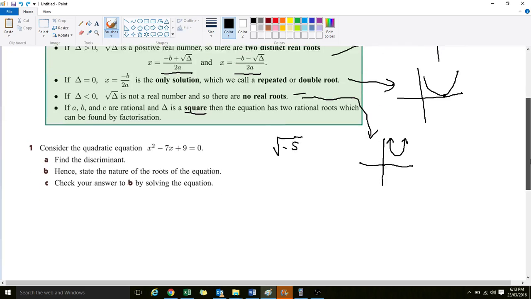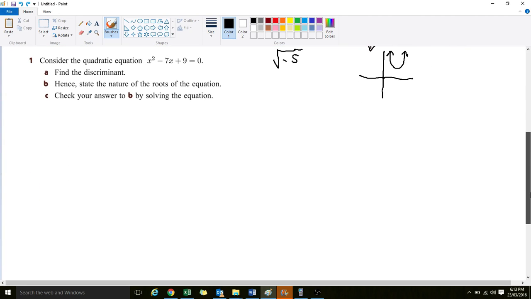So let's have a look at a question. We have the equation x squared take 7x plus 9 equals 0. Question A, find the discriminant. Well, we know that delta is equal to b squared take 4ac, and we're dealing with a traditional quadratic equation here, so we have a, b, and c. All we're doing is putting those values into the equation.